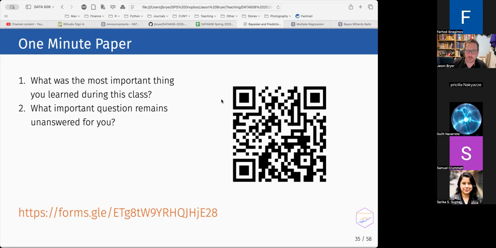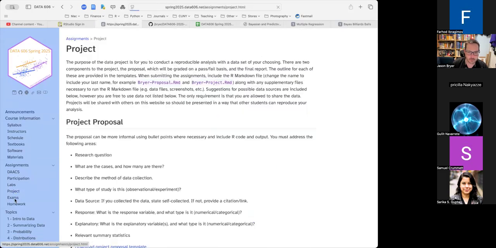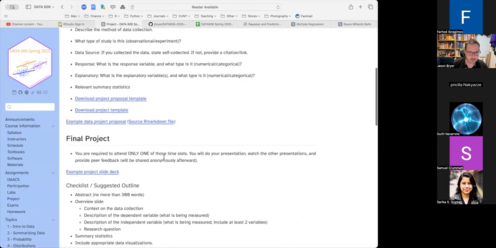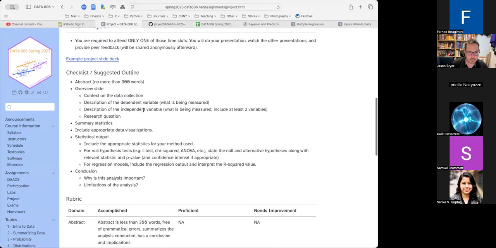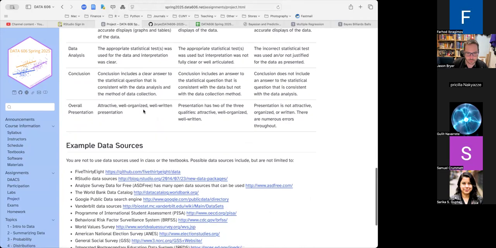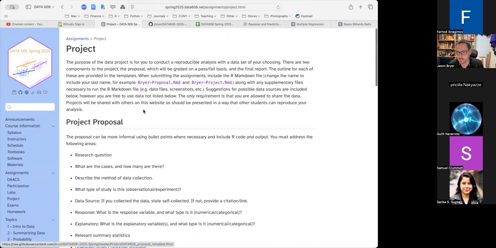Presentations are 10 minutes. No more than 10 minutes, please. Did I not put that on the thing? 10 minutes, good question. And I have the checklist. Here's the rubric. Yes, 10 minutes.